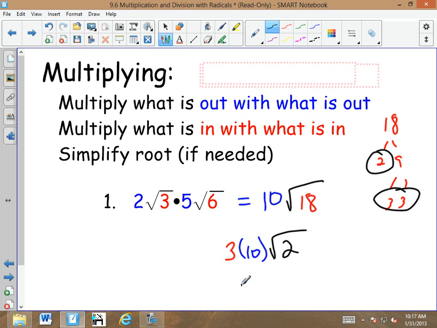So 3 times 10 is 30 square root 2. That is our answer. You want to see something fabulous? You can put this right here, right into my calculator. Go ahead. 2 square root 3.